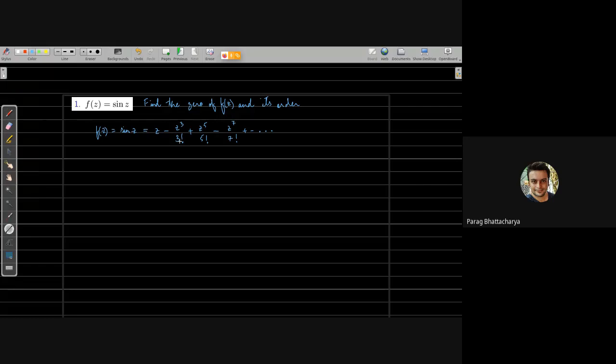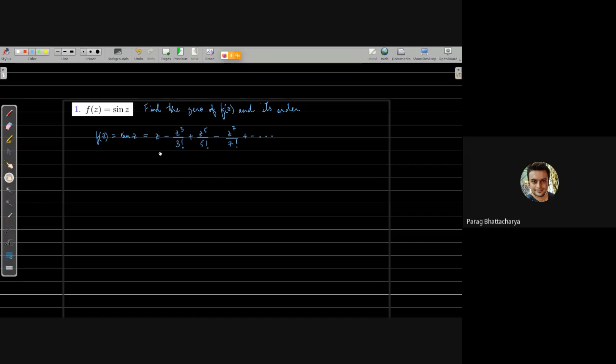Sine is an analytic function. It has a Taylor series expansion like this. It is analytic everywhere. The radius of convergence is infinity. So this is sine z. Now that means you have to look for a value z naught for which this function will be zero.